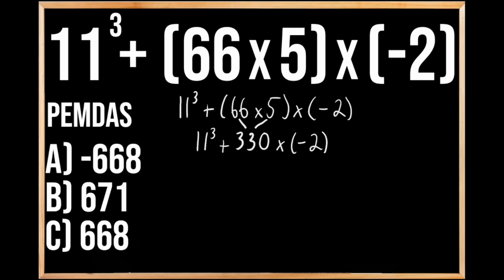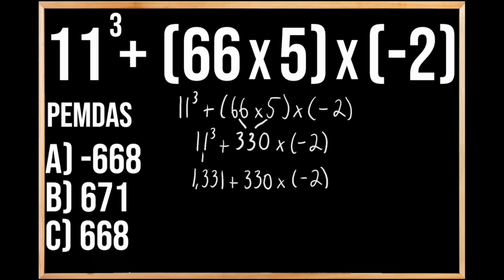And here we have 11 to the power of 3, and 11 to the power of 3 gives us 1,331. Now we're going to bring down the rest of this problem. So we have plus 330 times parentheses negative 2 and parentheses. Since we don't have any more exponents here, we're going to move on to our next priority of multiplying.